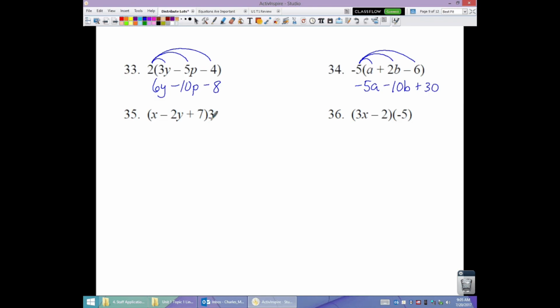Okay, again, the 3 is in the back. It's okay. 3 times x, 3x. 3 times negative 2y, negative 6y. 3 times 7, 21. The negative 5 in the back, still distributed to both. So negative 5 times 3x, negative 15x. Negative 5 times negative 2, positive 10.